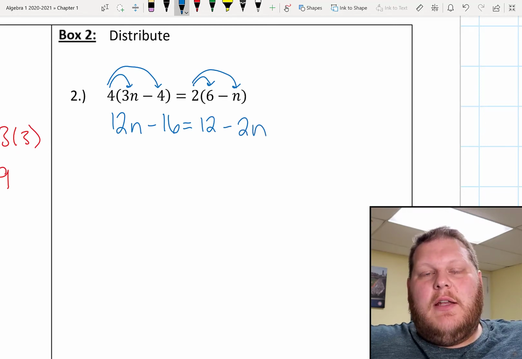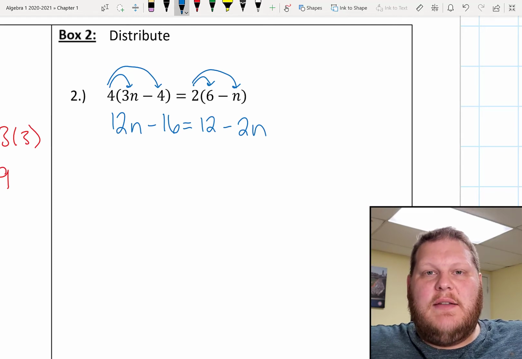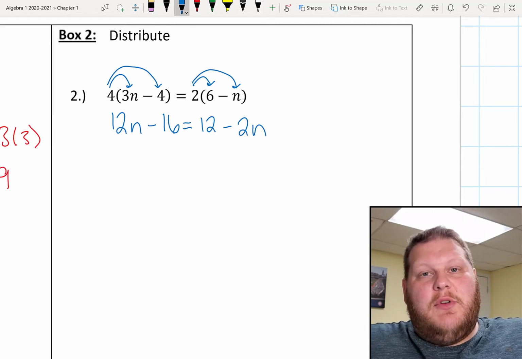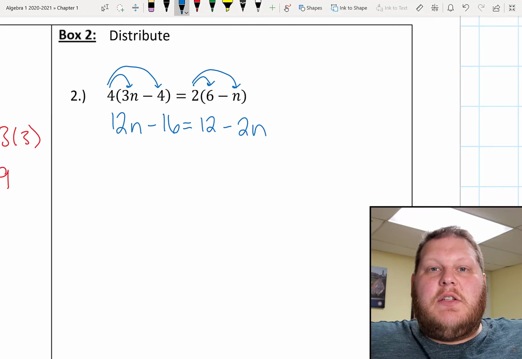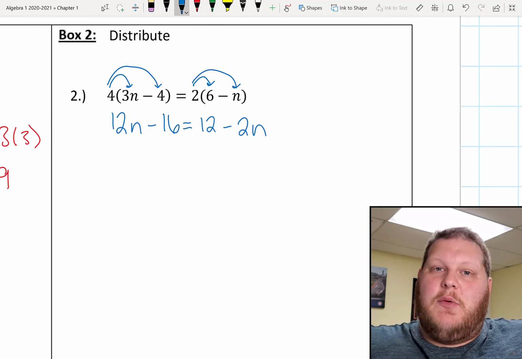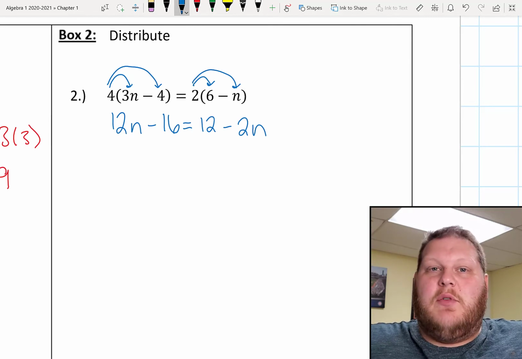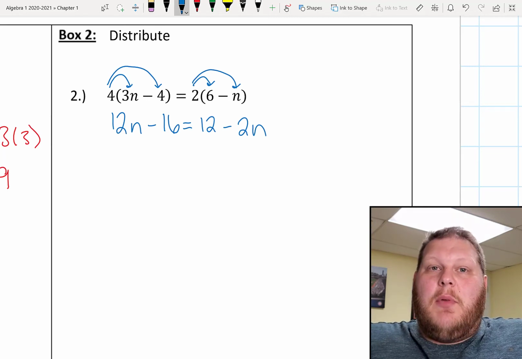From here, it looks similar to what we had for box 1, where I have variables on both sides. For this one, we have a variable term on both sides and a constant term on both sides. So both numbers and variable terms on both sides. It's up to you which side you want to push the variables to and which side you want to push the numbers to. Because remember, if we're solving an equation, we're trying to isolate that variable. So in this case, I'm going to get my n's on one side and my constants, just my numbers, to the other side.